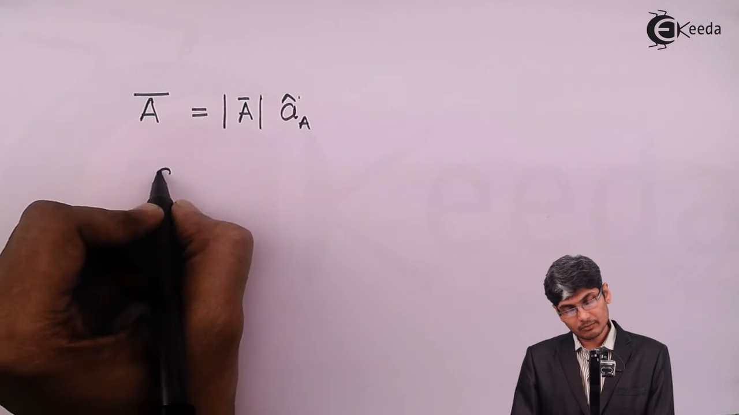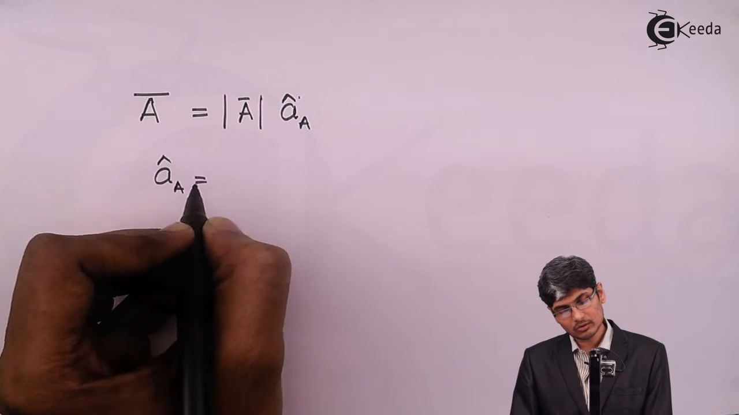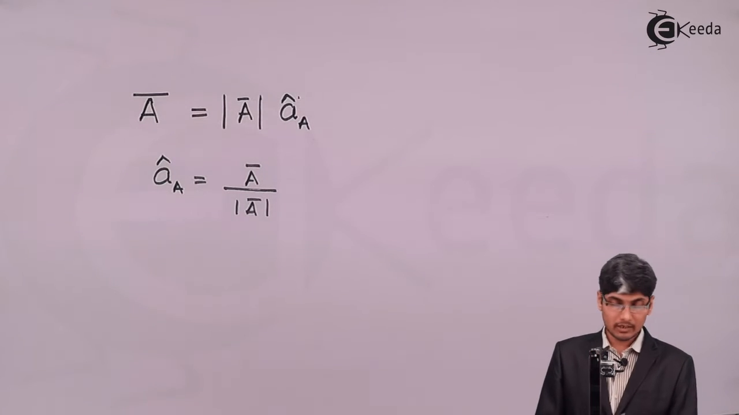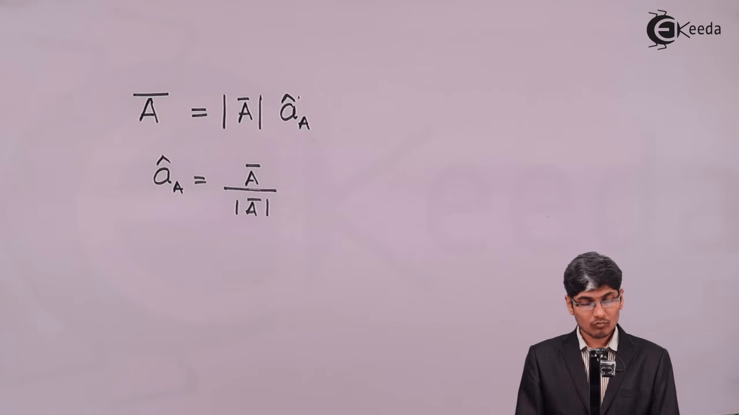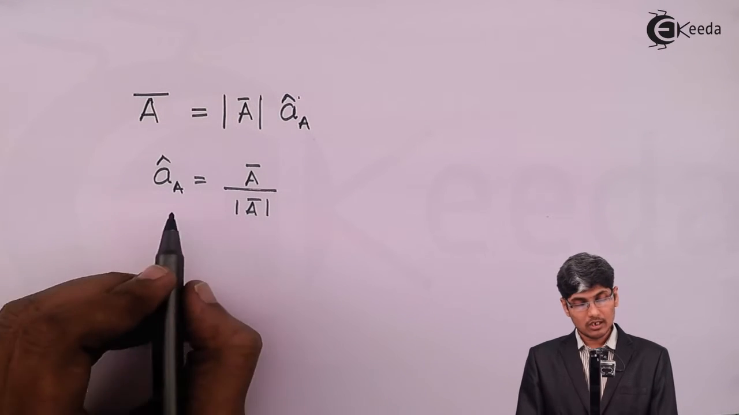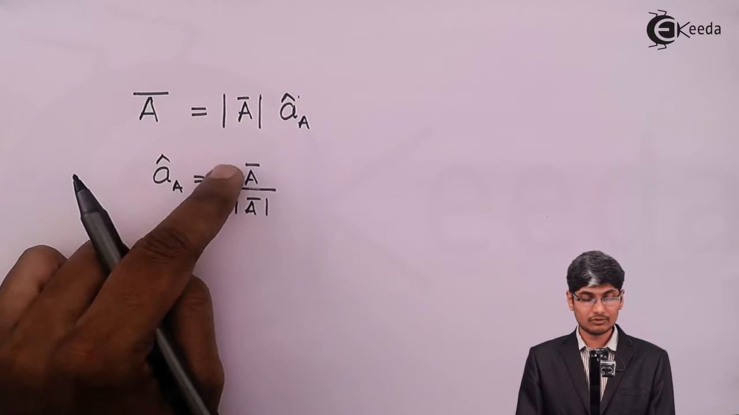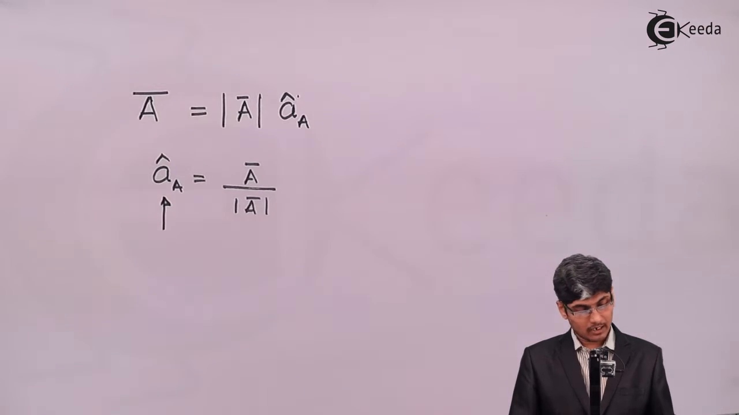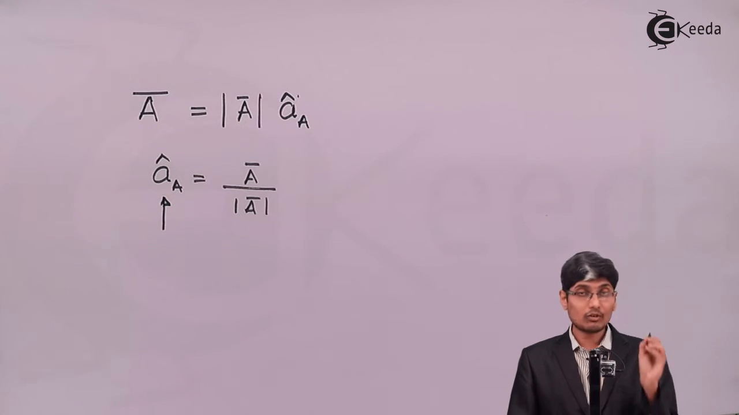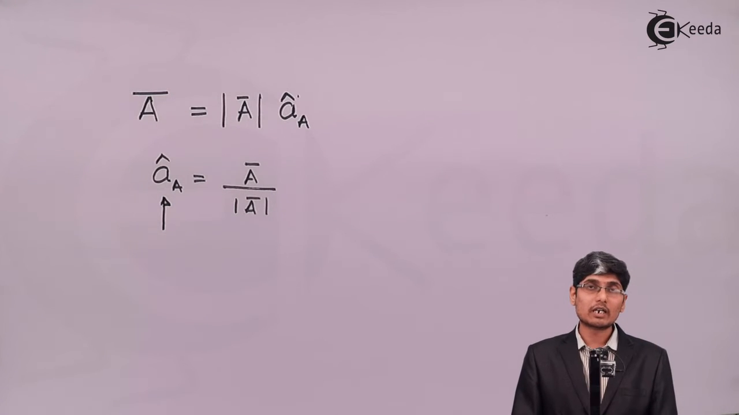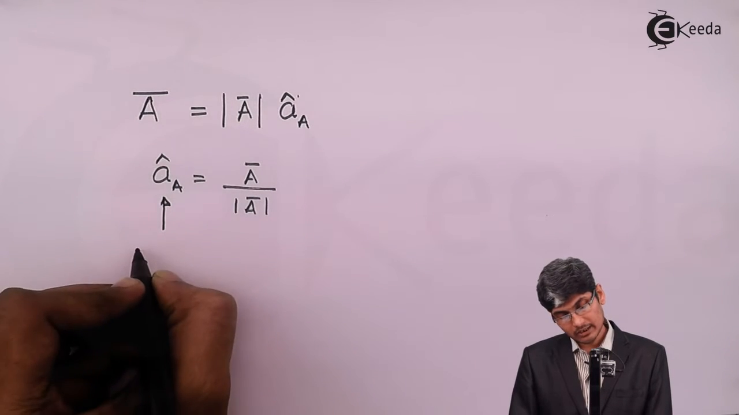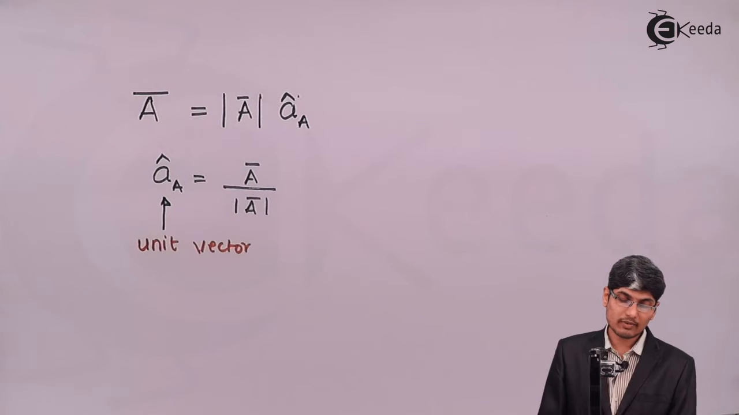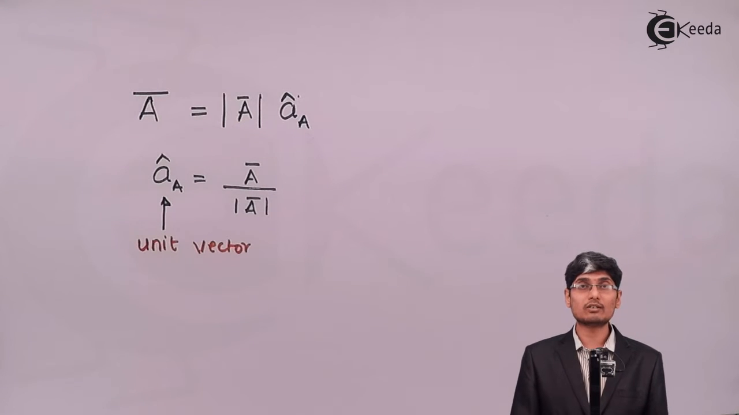Or you can also find it from here: A cap is equal to the vector divided by the magnitude of the vector itself. The magnitude of the vector is given by the vector quantities directly. So if I divide the vector by its magnitude, what will be the magnitude of this division? The magnitude of this division will be 1. So this vector has a special name, and even the symbol is special. I have not used a bar on it, but a cap. This vector has a special characteristic and a special name, which we call a unit vector.